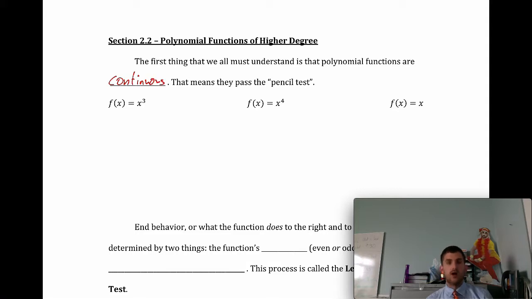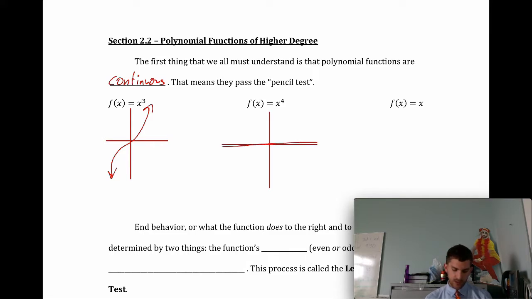Now let me draw x to the third here to demonstrate that. X to the third looks a little something like this. You can draw this without having to lift up your pencil. X to the fourth, the parent function, has kind of a quadratic-ish shape. It's going to look a little something like this. Oop, I missed. It should go through there.